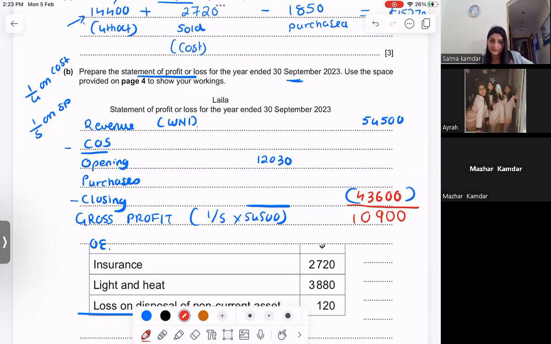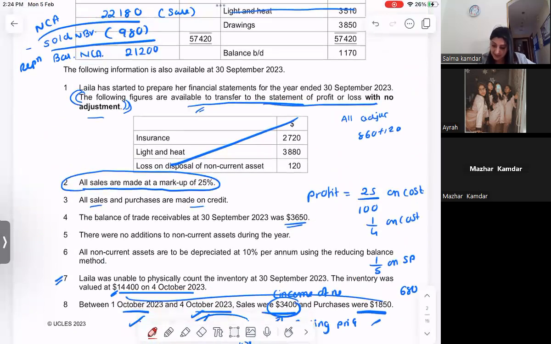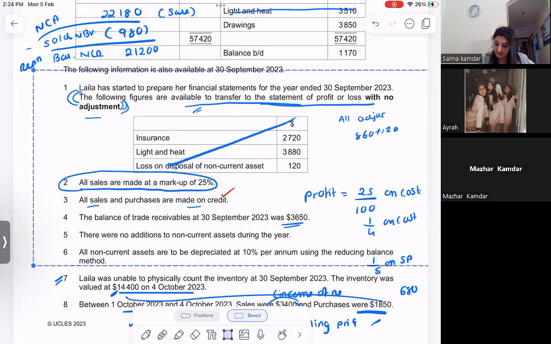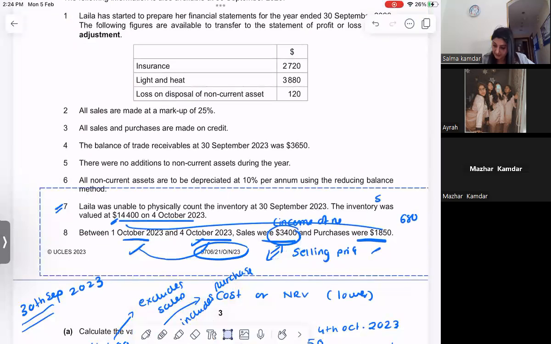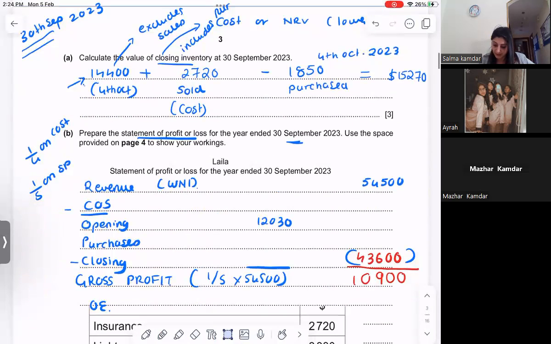With me? Fine? Let's go ahead. Sales and purchases are made on credit. Now I have to find out the purchases and closing inventory. Closing inventory we already found, right? Sorry, purchases and where we found closing inventory? We did not find out the closing inventory. What is the closing inventory? 15,270. So we can find out purchases.